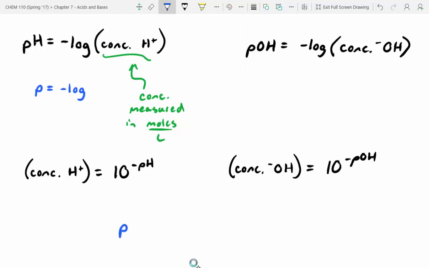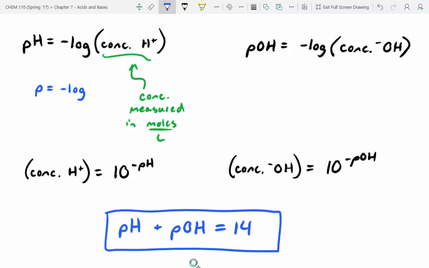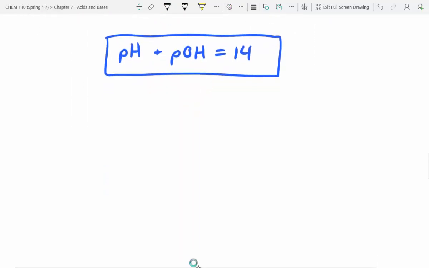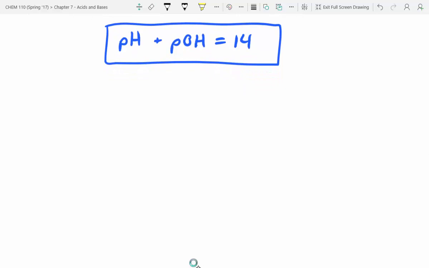The nice thing with this is that pH plus pOH always equals 14. So if they give you the value of one, you can figure out the value of the other, right? If I say the pH of a solution is 2, you could say, well, the pOH must be 12. So just use some simple math to flip back and forth between these. So let's do a few practice problems. If you've got a calculator, you might want to pull that out.